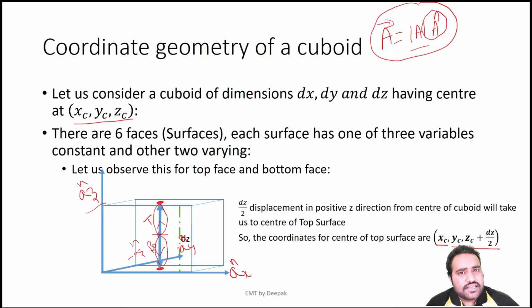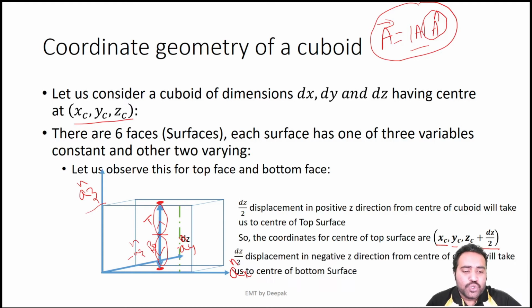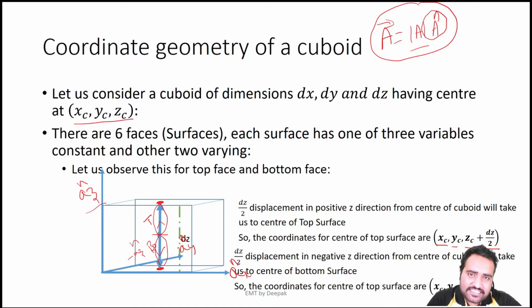Now, from this logic, what is the center of the bottom surface? It is very obvious that x and y do not change. The only displacement is along z. If we go downward, the value of z decreases. By how much did it decrease? It decreased by dz by 2. So the center of the bottom surface is xc, yc, zc minus dz by 2.